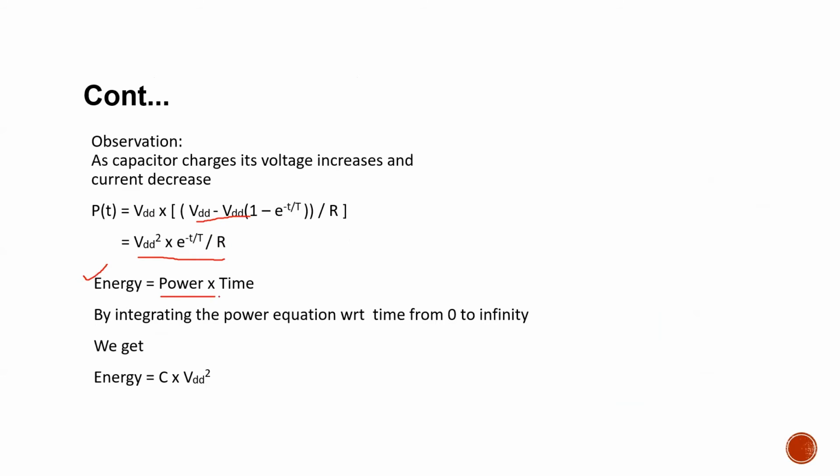So you know what is the formula for energy? That is power into time. Whenever you take this power formula, multiply by time, and integrate from 0 to infinity, we will get the energy formula, guys. That is CVDD square. It means whenever the capacitor is charging, the energy it is consuming from the power supply is CVDD square.